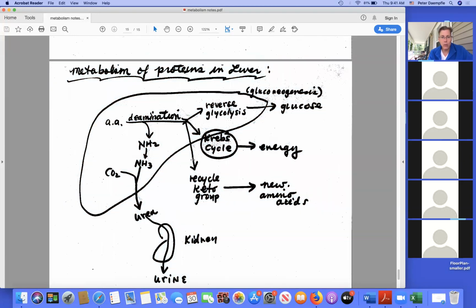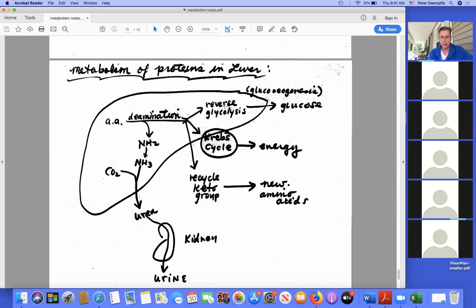Okay, now what else happens to the rest of the amino acid? Either it goes to the Krebs cycle, and you get energy, or it gets recycled, the keto group, that's the rest of the amino acid, into new amino acids and proteins, or something called reverse glycolysis, where you take the amino acid and build it up through anabolism into glucose. All right, the opposite of glycolysis.